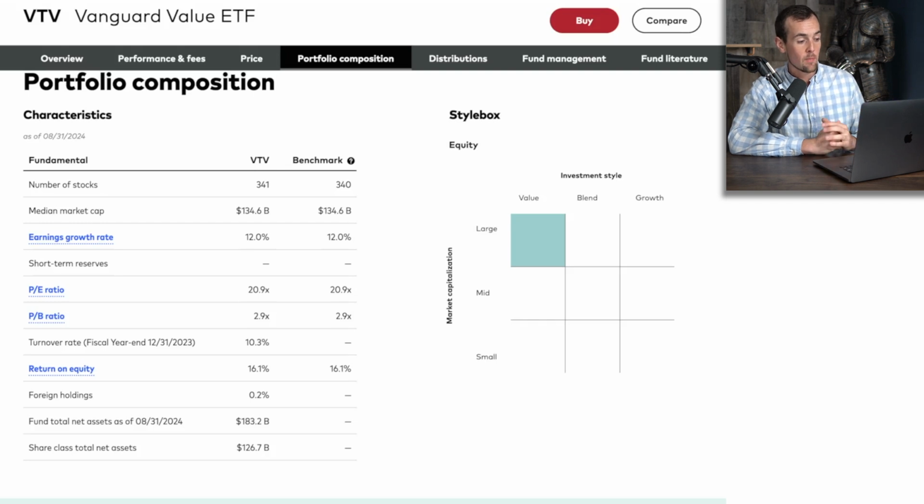And you can see this by looking at the PE ratio, which is coming in at 20.9, which is a lot lower than the 37, give or take, that we saw with the growth fund. And the price to book ratio is coming in at 2.9x. So you're paying a much smaller multiple here on their earnings potential versus the growth portfolio overall that we just looked at. In terms of the total amount invested in this fund, that comes in at 183.2 billion. So once again, this is another very popular ETF.